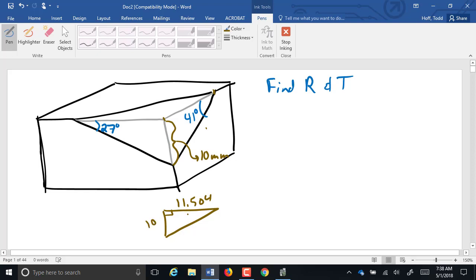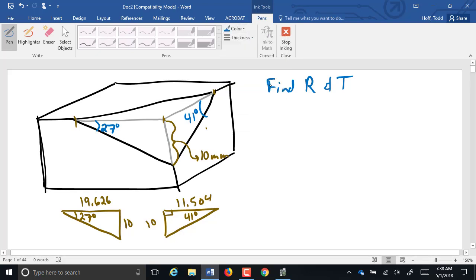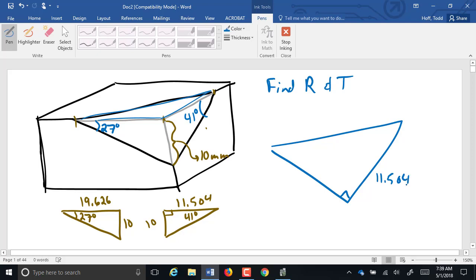Okay. So this is our 41 degrees. And then this distance from here to here, which will be 19.626 millimeters. Of course, this is the 27 degrees. So what that means is that we have a triangle on the top here. This one up here, it looks like this, where this is 11.504, and this is 19.626.